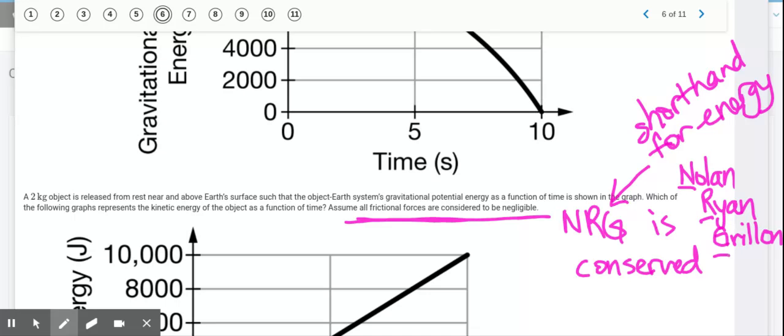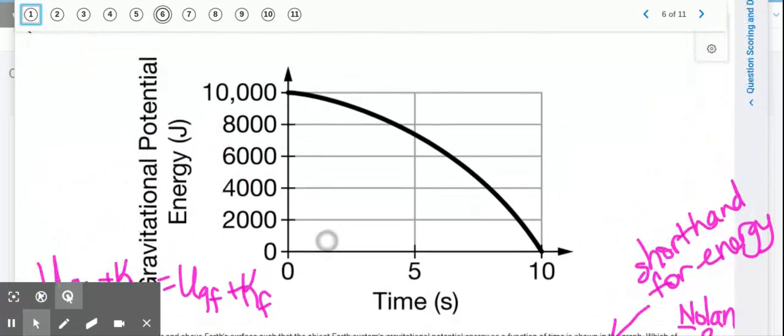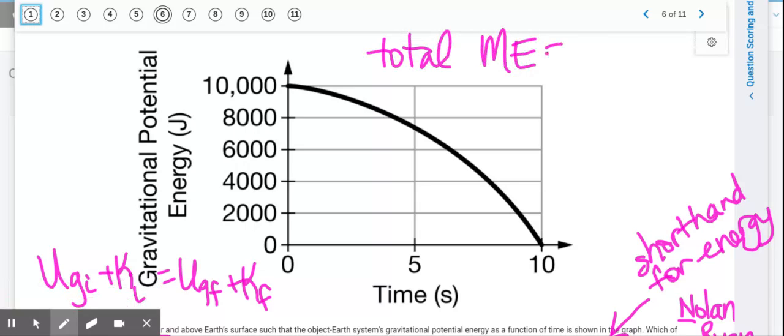Okay, so energy is conserved. It's released from rest, and there are no springs, nothing like that. So UG initial plus K initial equals UG final plus K final. Basically, we know the total mechanical energy of the system is 10,000 because it says release from rest. So our initial K is 0 because there's no speed, and our total mechanical energy is 10,000.